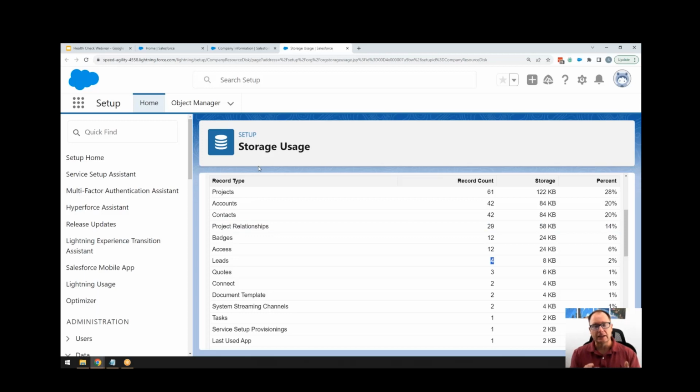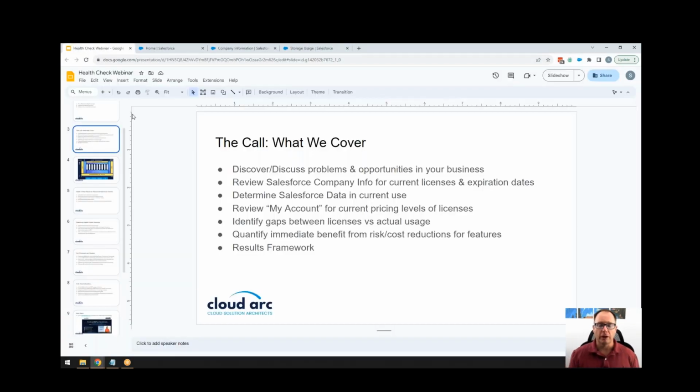So I said at the beginning that when we do a health check, we're looking at the company info page for licenses and expiration dates. We're looking at data. We're looking at how the data is used. And then we're looking at what I call the shopping cart or the My Account page. What are you paying for your licenses? Did you get some sweetheart pricing? Are you paying $150 or $180 per user per month? And what would a change in license type offer you? So that's a quick overview, but the goal there was to simply give you an idea of what we are looking for in a health check, what we are solving for, and how we solve it.